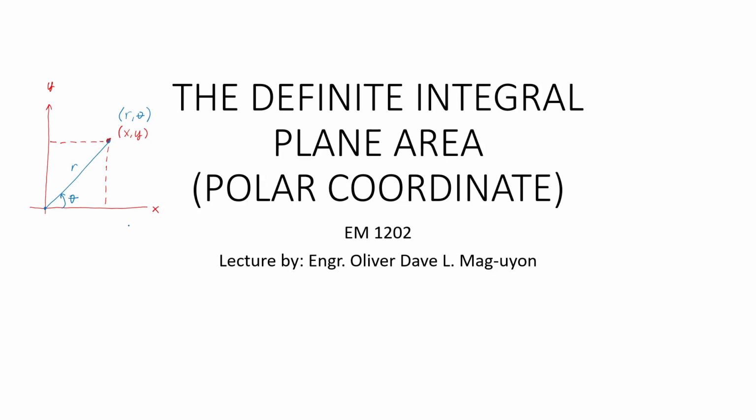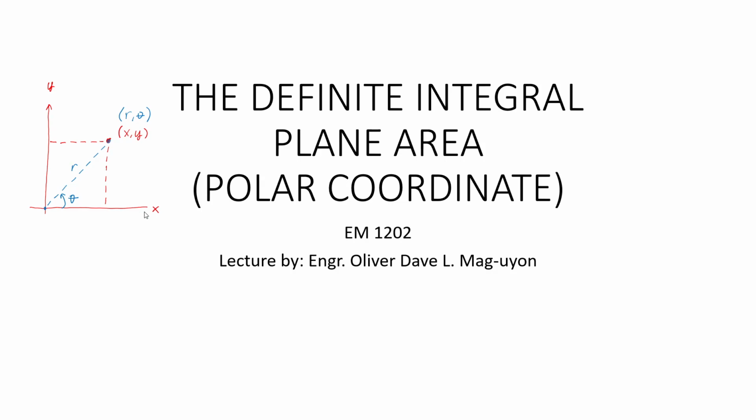Okay? So again, the red one is the rectangular system. The blue one is the polar system. So again, the radial distance is not totally a solid line, but this one is just a distance going towards the specific point in the first quadrant.